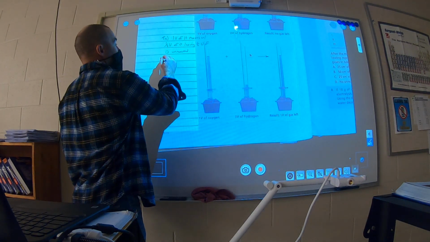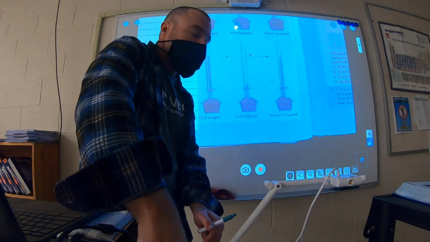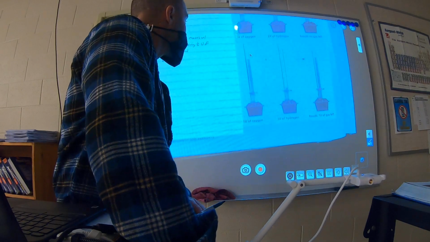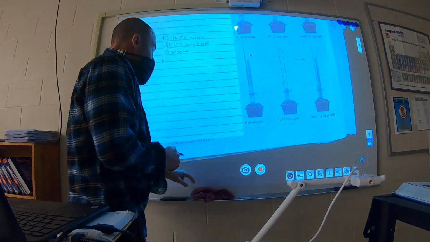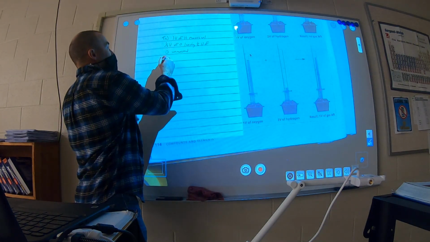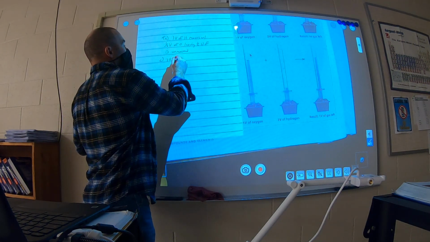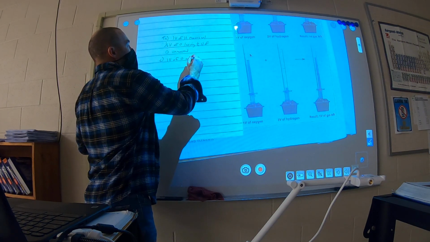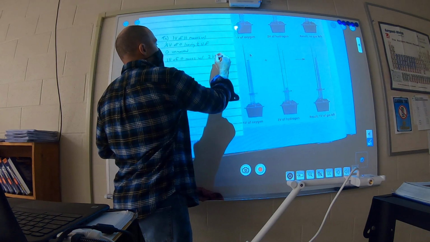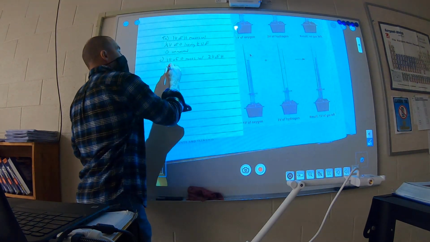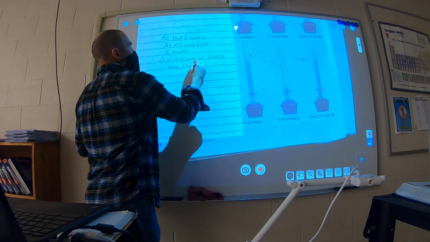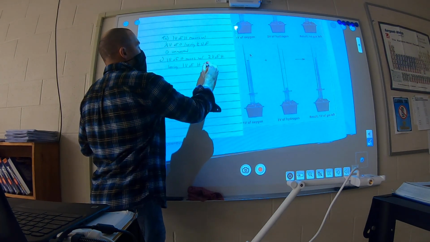So on B, we don't need to move this. Actually, not B, it's C, isn't it? So on C, we'll do the same thing. 1 volume of O this time reacts with 2 volumes of H, leaving 1 volume of H unreacted.